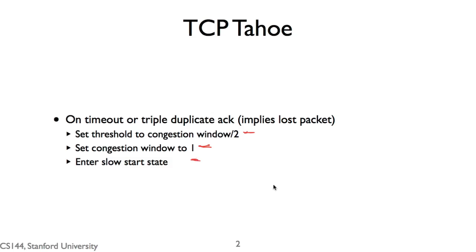The idea here is that you're sending data. Let's just say here is the window size. You're sending data, something happens, there's an event. You set your threshold to be half of your original window size. You set your congestion window to be 1. You enter slow start again, exponential growth. And then when you reach this threshold, you do additive increase again. So that's TCP Tahoe's behavior.